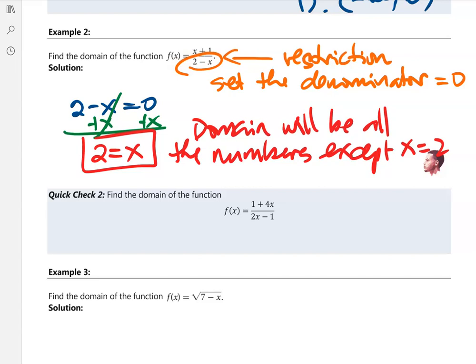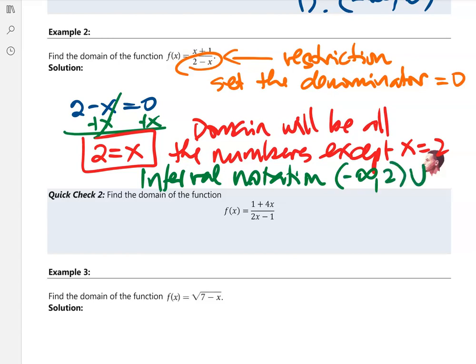So now how do we write our interval notation here? That is from negative infinity to 2 union from 2 to positive infinity. This U here means union, or.